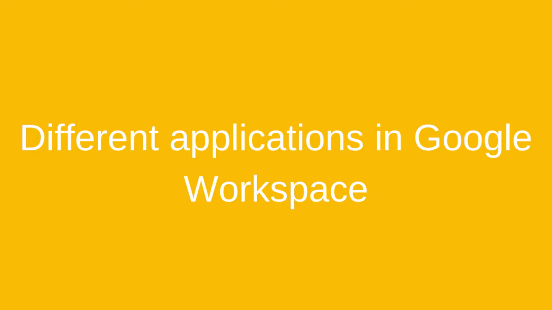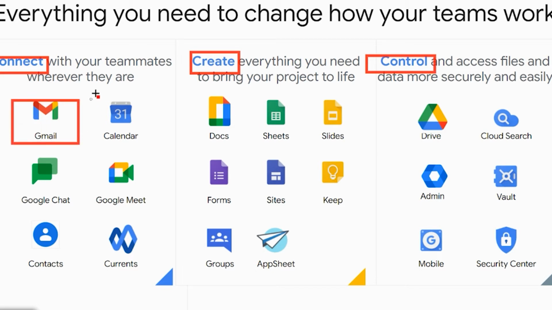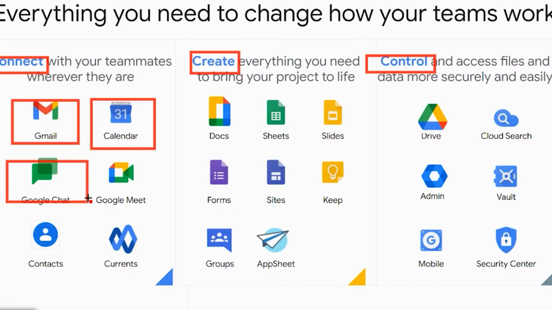Now, to better explain the different applications in Google Workspace, I'll take you guys to my screen. Now, the applications are divided into three main areas: connect, create, and control. By connect, you can connect with your employees or co-workers across organizations. You basically can send and receive emails, calendars for sending and receiving invitations, Google Chat for chatting with your colleagues, Google Meet for video conferencing, contacts for saving contacts, and Currents for internal purposes.